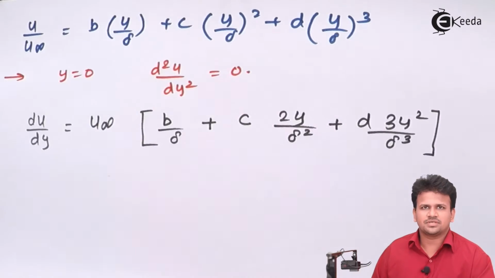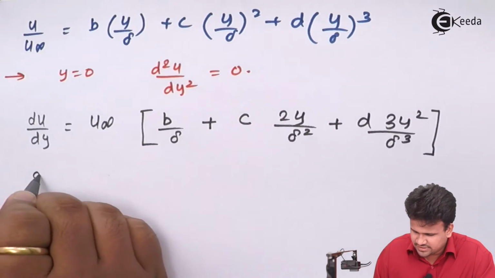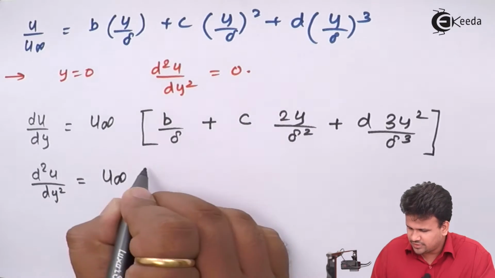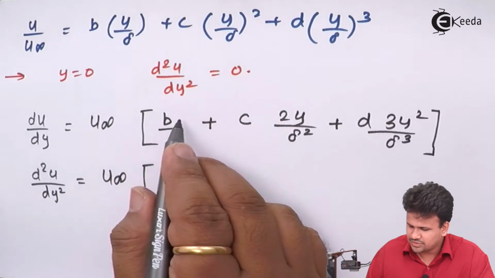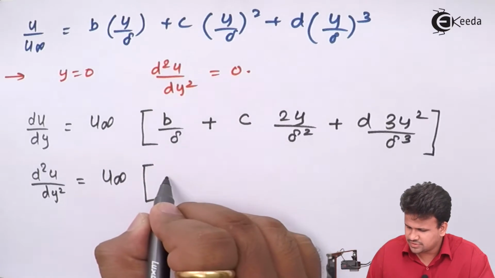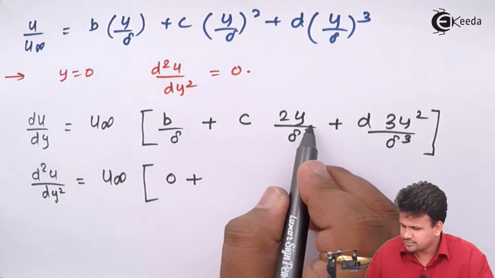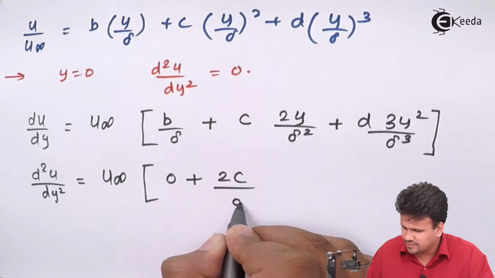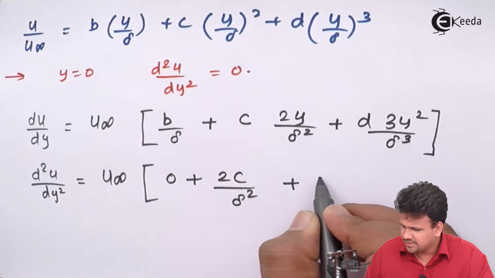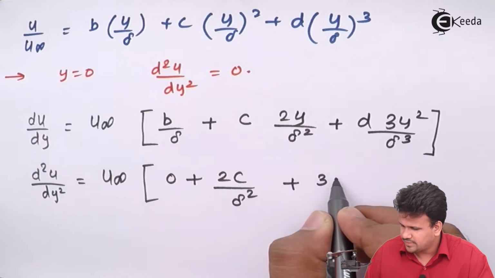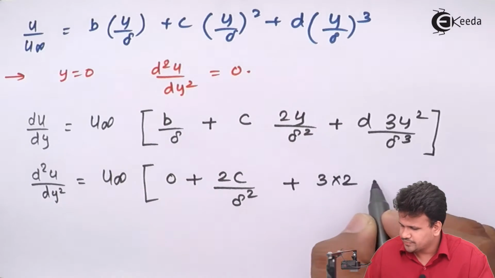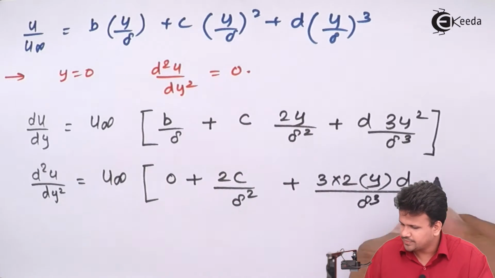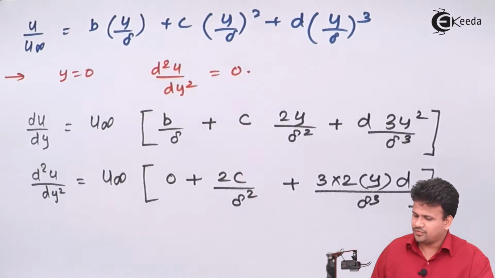So this is the first derivative. The second derivative is d square u upon dy square into u infinity. Now over here the y term isn't there, so this will be 0 plus this will be equal to 2c upon delta square plus 3 into 2y into d upon delta cube. So this is the value which we have got.